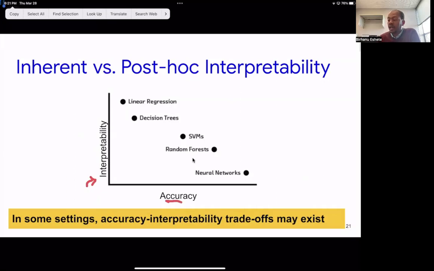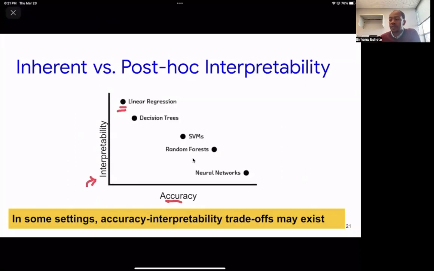So some models are highly interpretable, but they come with low accuracy, right? For example, linear regression, decision trees, and so on. Some are somewhere in the middle, for instance, support vector machines. But some others come with high accuracy, so they predict inputs with high accuracy, but they are low on the interpretability end. So you might have to make a trade-off between these two properties or goals you want to achieve.